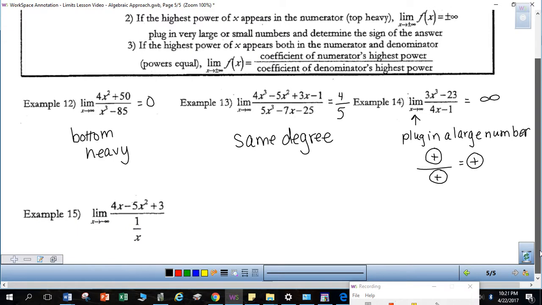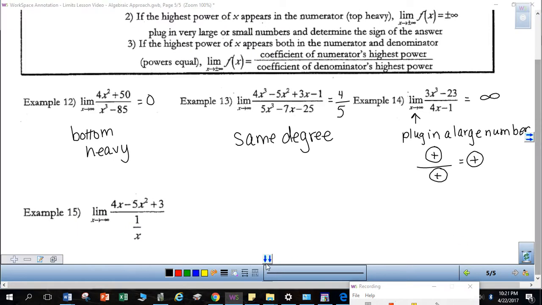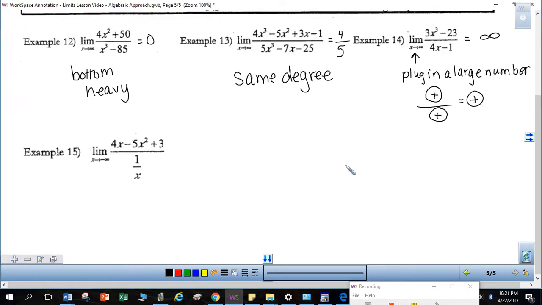Let's look at this last example. This one is a little different because we have 1 over x on the denominator. Remember that this is the same thing as x to the negative 1. So if we think about the degree of the numerator, the highest power is actually, it's out of order, so it's a 2 here in the middle. That's certainly bigger than the degree of the denominator, which is a negative 1. So this is going to be that top-heavy situation.